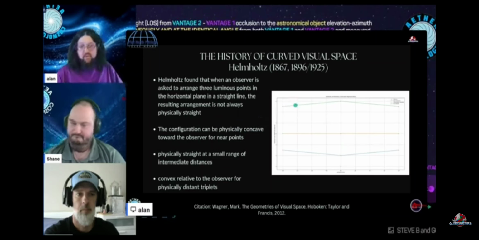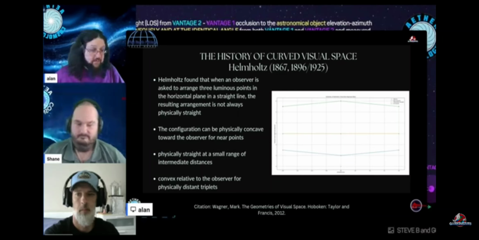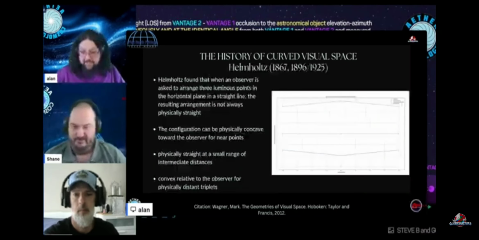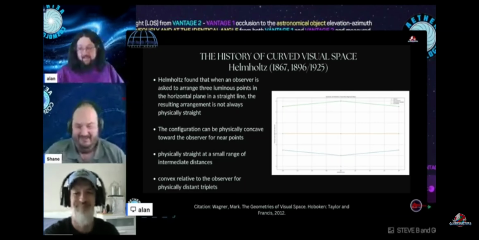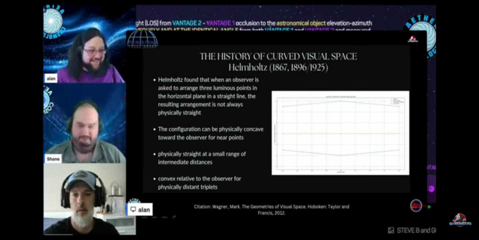So that was starting with Helmholtz in 1887, where he did the first alley experiment, and his measurements were showing that they were concave for the near points, and then convex as they got further away. Wait, so the further away it got, the more Earth curve they found? Or that it looked like, or whatever? Yeah, essentially. And then in the small range, like where I was saying, it would be Euclidean. Oh, that's where it was the most parallel.